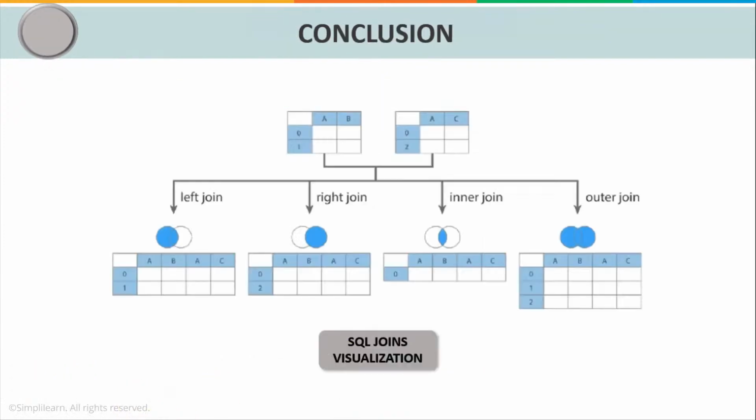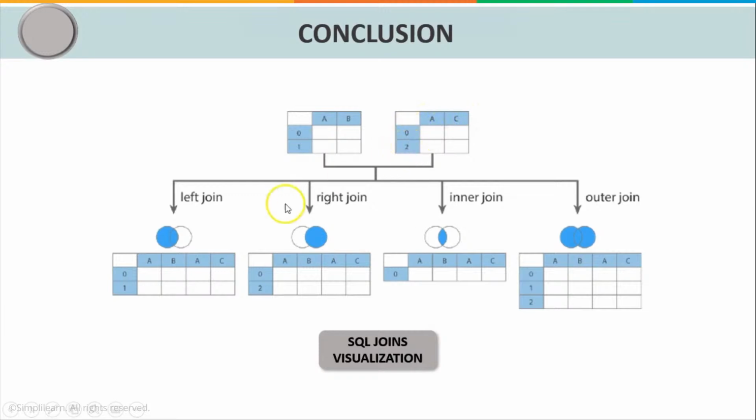Now to sum up all these different SQL joins and how they work, I've taken a graphical representation of two different tables here which will help us visualize the real-time working of SQL joins. Now consider table 1 here, which has columns A and B and two records, let's say record 0, record 1, and similarly we have table 2 which has columns A and C and two records, that is record 0 and record 2.